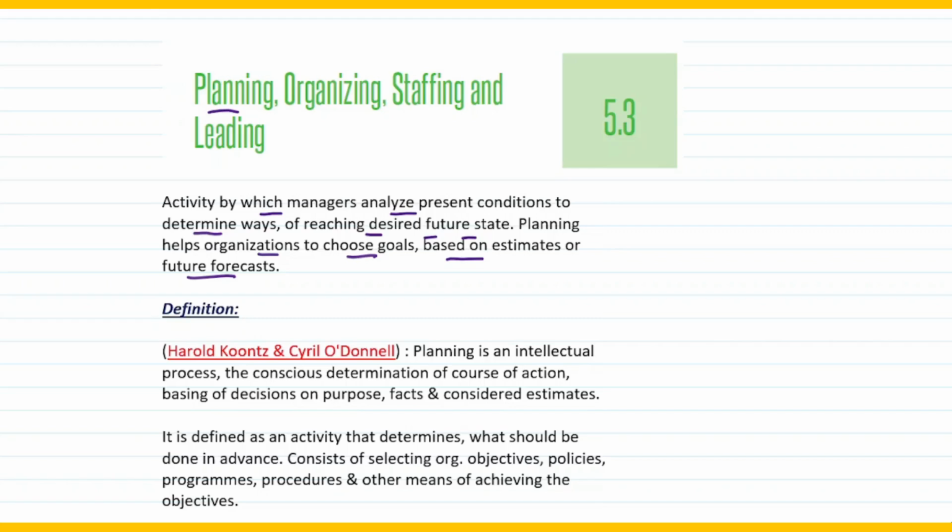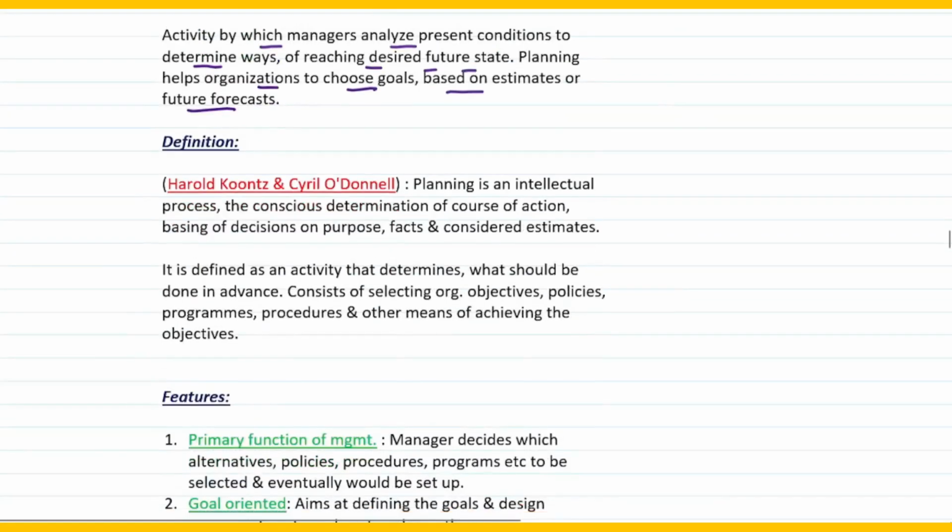So basically planning is what? It's analyzed by managers to determine the ways in the present conditions for reaching the desired future state, and also realize that in order for an organization to achieve certain goals, their planning should be completely based on estimates or the future forecast, right? Let's look at the definition.